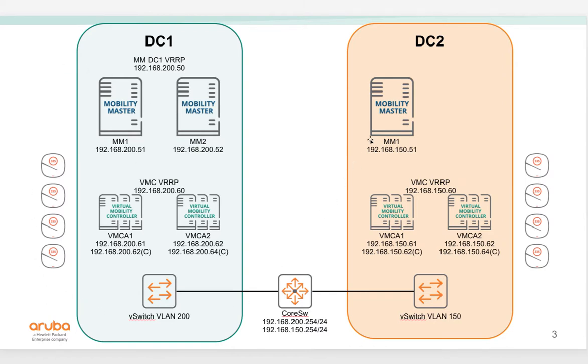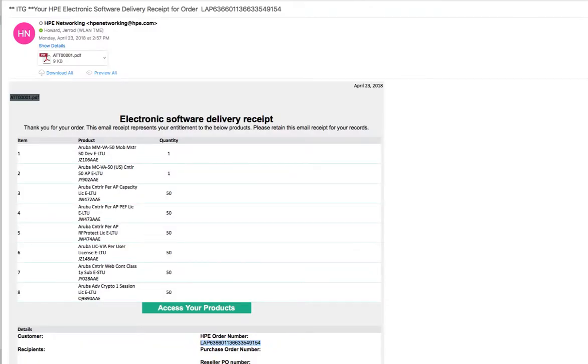So the first thing that a customer will get after a purchase is essentially a software delivery receipt. It's an electronic software receipt that has both the content of your order, which has the number and type of licenses that are a part of the order. It also has an HPE order number, and this HPE order number down here is the most important part of this order, besides the fact that you want to check and make sure that all these things look correct.